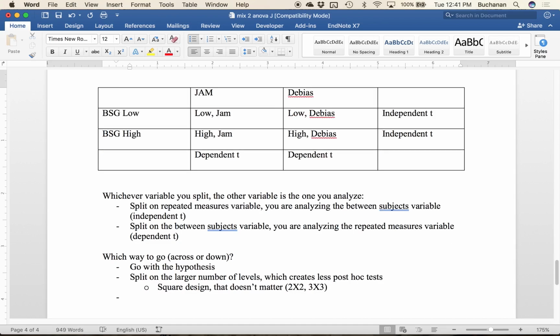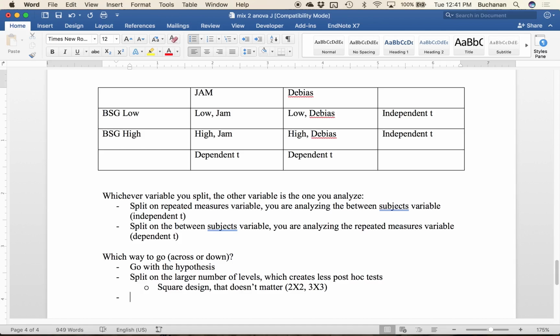In the double between subjects video, we had a 2 by 5. So 2 for one level and 5 for another. And so we split on the 5 to create the smaller number of post hoc tests on the 2. It takes you a little bit longer to do the splitting, but it's way fewer tests usually.